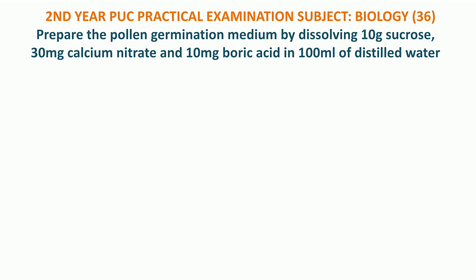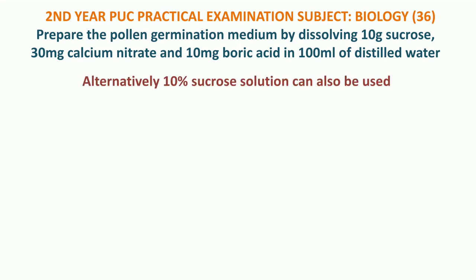The procedure for this experiment is: prepare the pollen germination medium by dissolving 10 grams of sucrose, 30 mg of calcium nitrate and 10 mg of boric acid in 100 ml of distilled water.